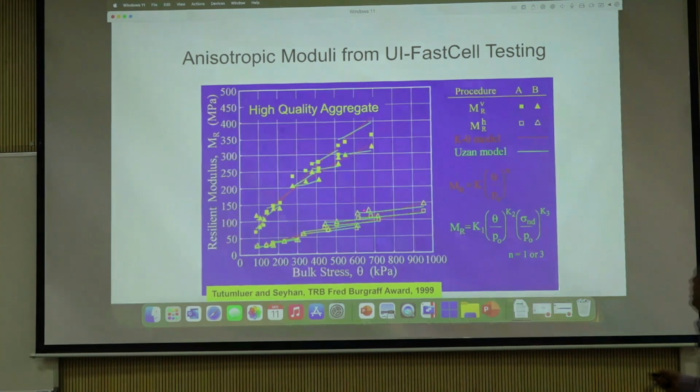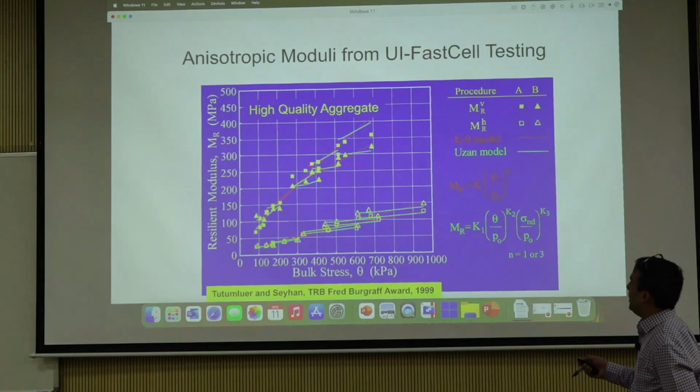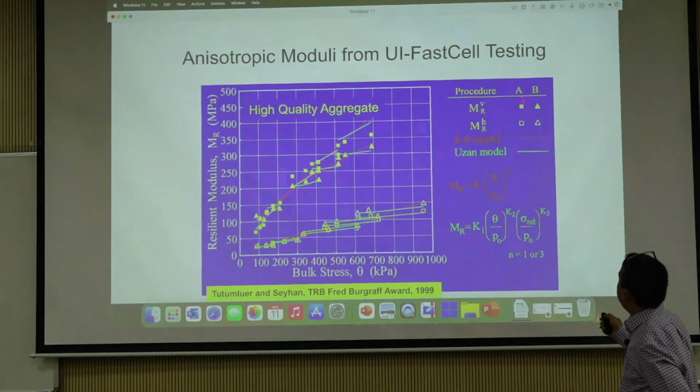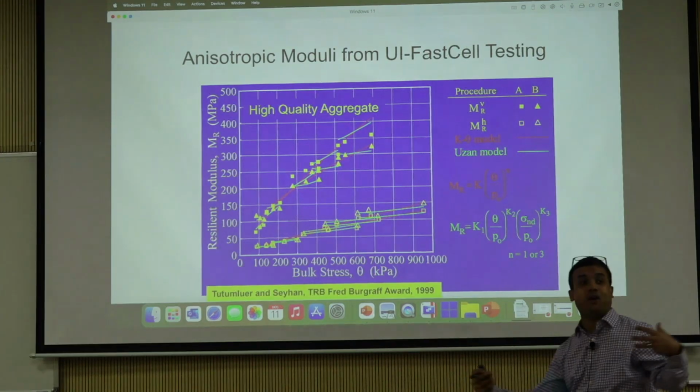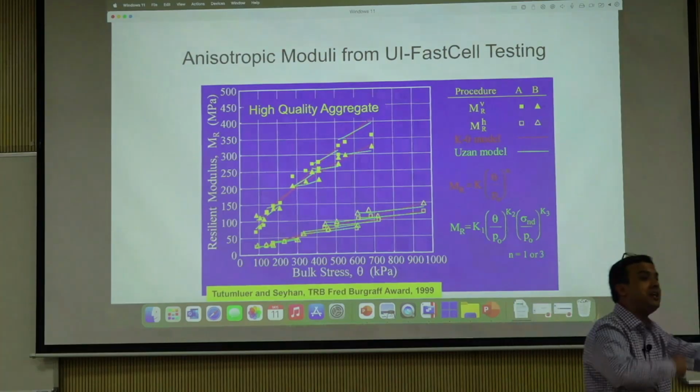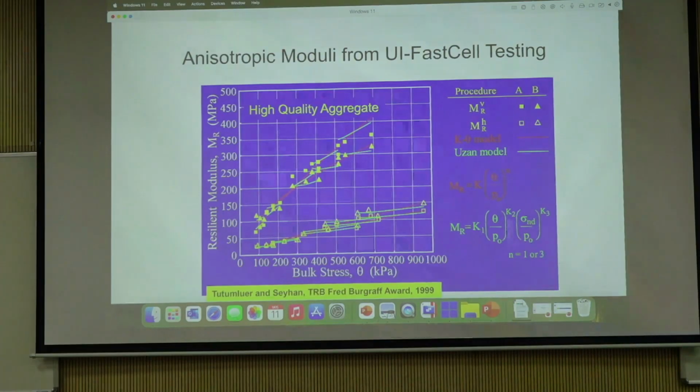Then the fun starts, right? Now you are talking about MRV is the closed and MRH is the open. Now you're talking vertical modulus and horizontal modulus. Now you're quantifying anisotropy, cross anisotropy. Why is that important? I will tell you when we go into modeling and stuff, right? Now the fun starts. Look at this and look at this. So the horizontal is significantly lower than the vertical, right?